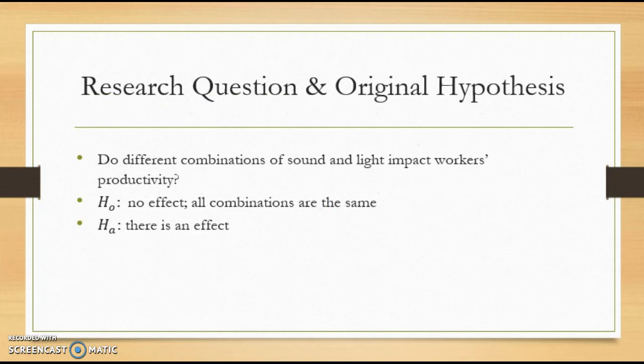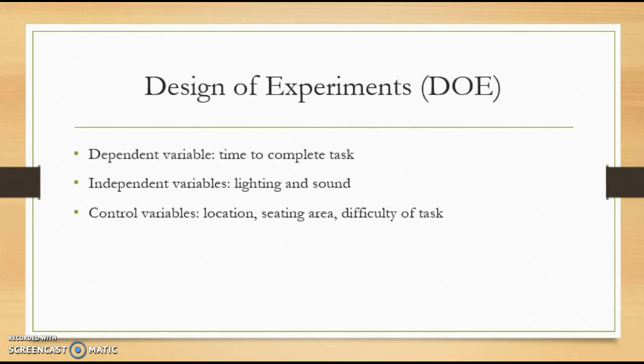So this is our research question and original hypothesis. Do different combinations of sound and light impact workers' productivity? Our null hypothesis was that there is no effect, all combinations are the same, and our alternative hypothesis is that there is an effect. So we used design of experiments concepts to formulate our design and the experiments that we actually carried out. Our dependent variables were the time to complete the task, the independent variables were the lighting and the sound, and the control variables were the location, seating area, and the difficulty of the task.